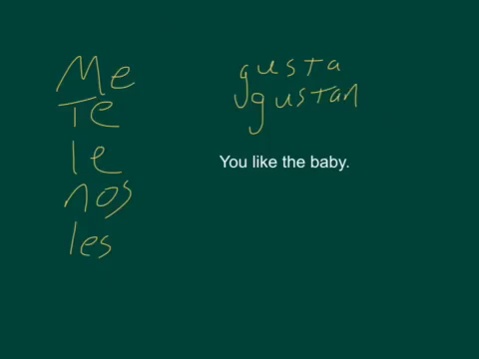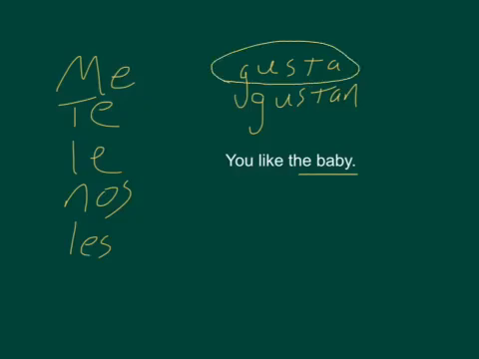Okay, for this sentence, you like the baby. What's doing the pleasing? The baby is. So there's one baby. We're going to use gusta. And then who's it pleasing to? It's pleasing to you. So we're going to use te. So what we're going to say is, to you pleases the baby.